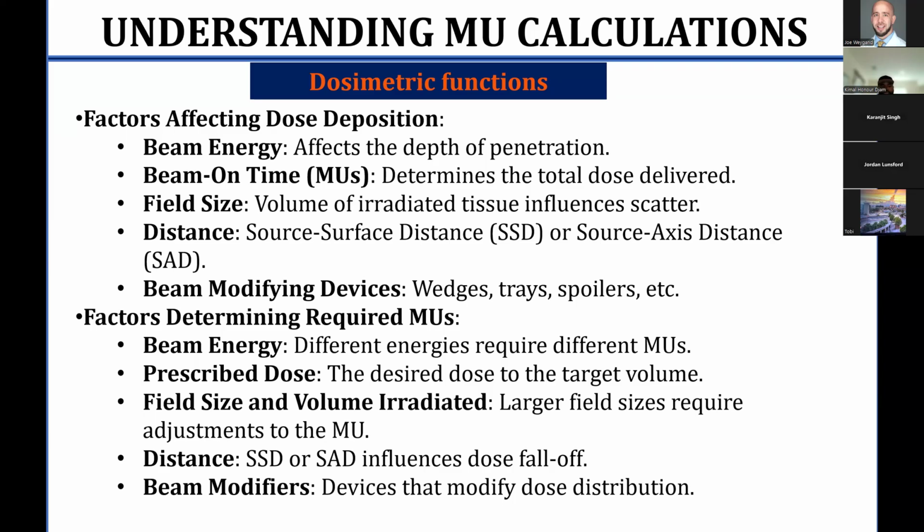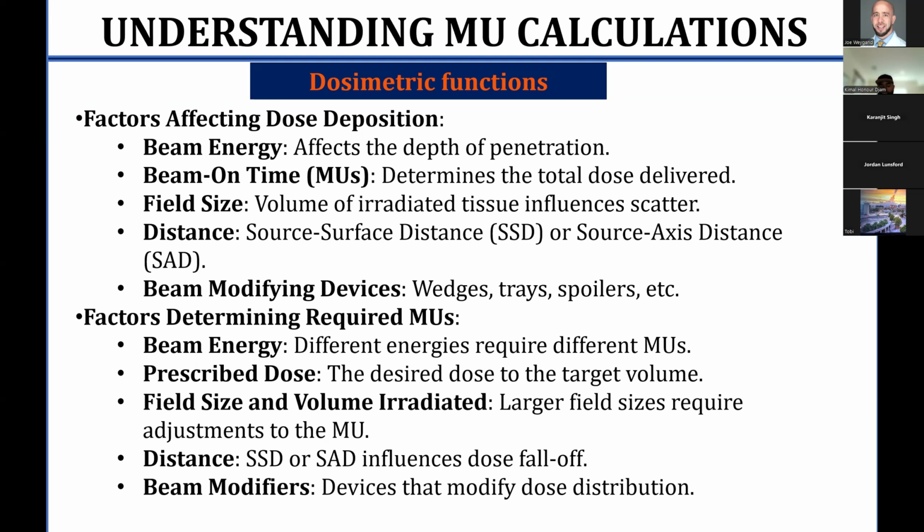The next here are beam modifying devices such as wedges, trays, and spoilers, which in turn alter the dose distribution. Now, wedges often create dose gradients across the treatment fields, which are particularly useful for compensating for uneven tissue contours and for sparing certain structures. Trays, on the other hand, are used to hold shielding blocks that shape the beam, in turn affecting dose distribution by introducing additional attenuation.